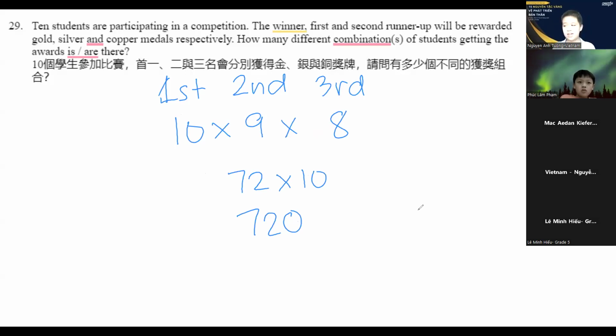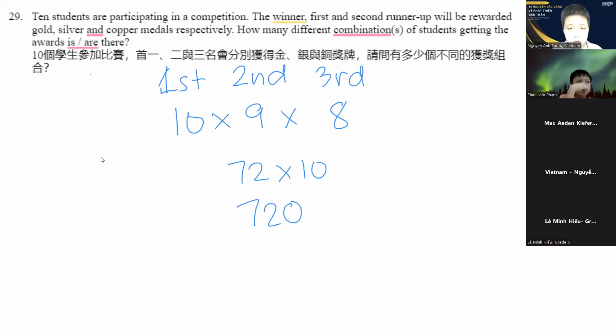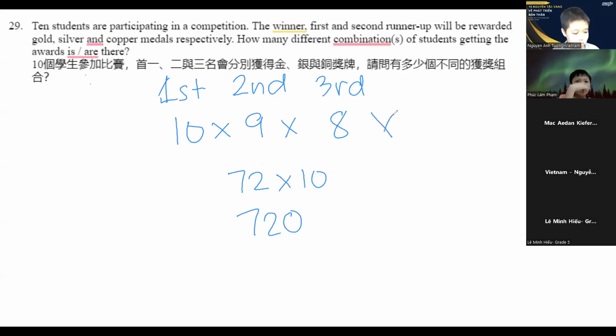So, are there any questions for number 29? I think some others answered 120. That is because you used 10 combination 3. But we cannot use 10 combination 3 because the order matters. Okay? So we have 720 as our final answer instead. Teacher, if there's like 4 places, first place, second place... Yeah, there should be 4 times 7. Oh, thank you.